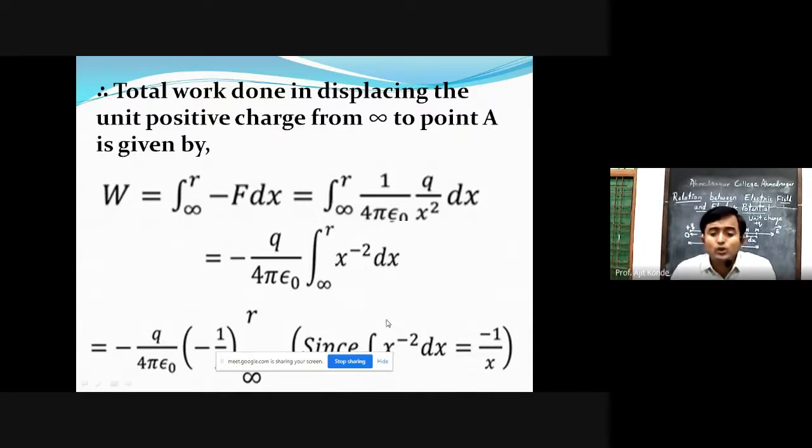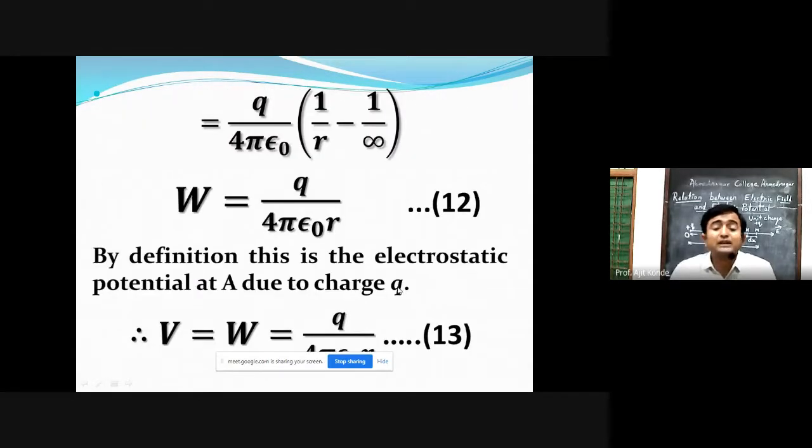And I told you, what is the integration of 1 upon x square dx? That is minus 1 upon x. Exactly. This is the formula of integration, which you will study in mathematics. Minus Q upon 4 pi epsilon naught into minus 1 upon r. This minus and this outside minus will get cancelled. Minus into minus is plus. Now we will operate the limits. Now what is the integration? 1 upon r.